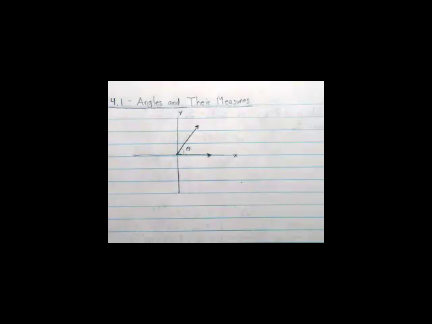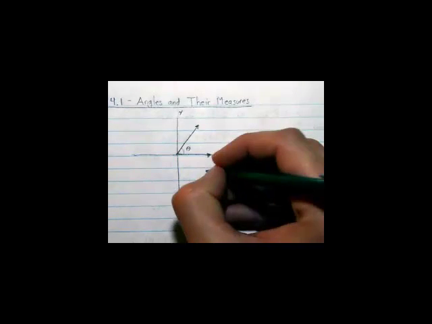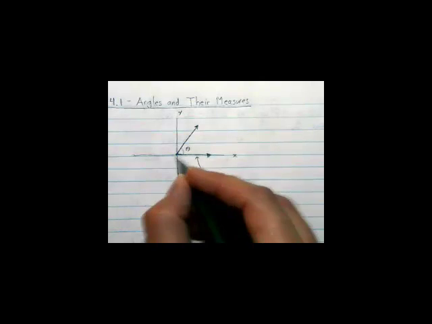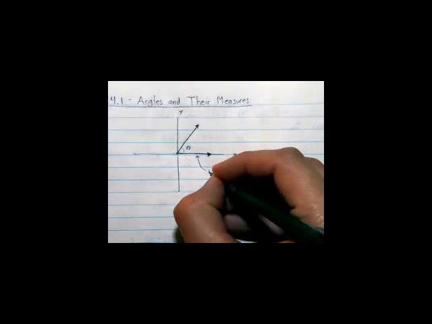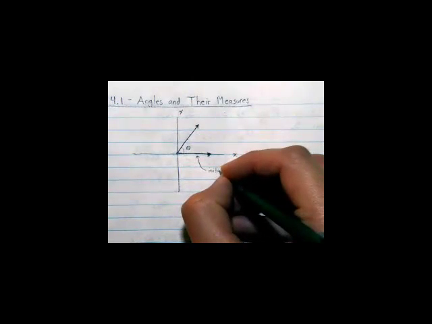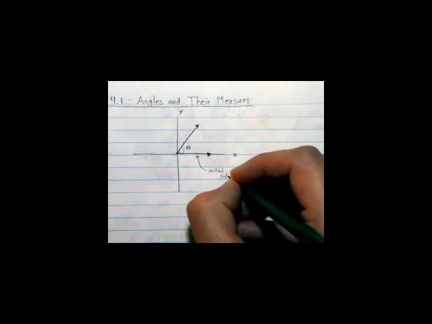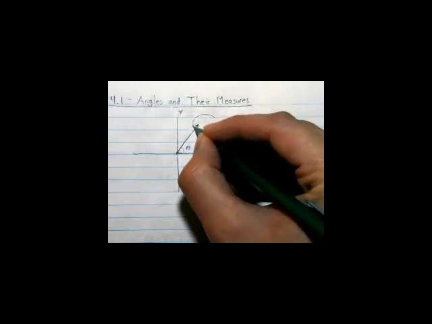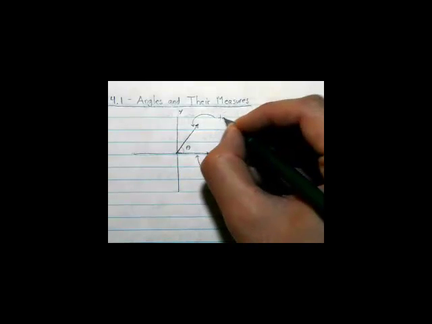Okay? So in this angle here, this ray that's sitting on the x-axis would be called the initial side. And this other one here would be called the terminal side.